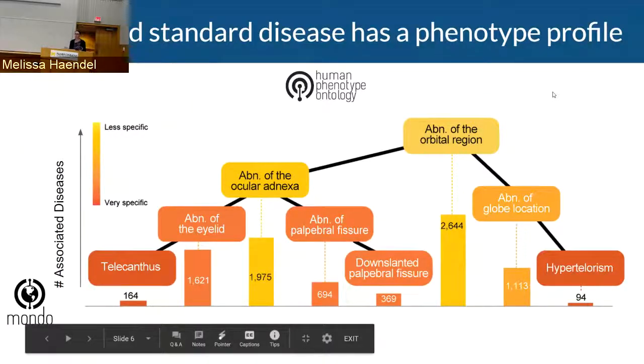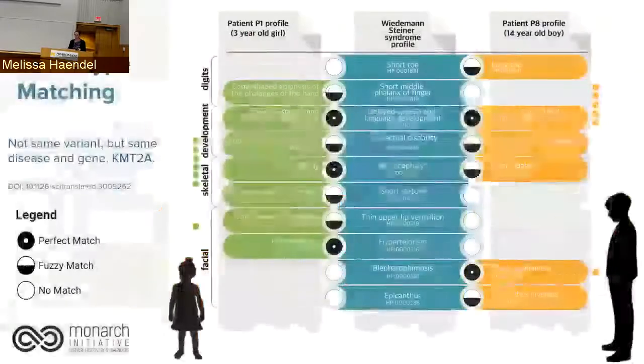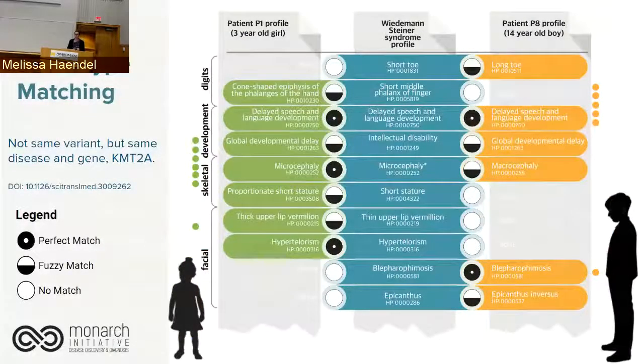And so you can see that basically the more specific the phenotypic term, the fewer diseases it would be associated with. And each disease has a set of phenotypic features that are associated with it, creating a computational model of disease. And that's a simplistic description of the model, but you get the idea. So this is what this actually looks like in practice.